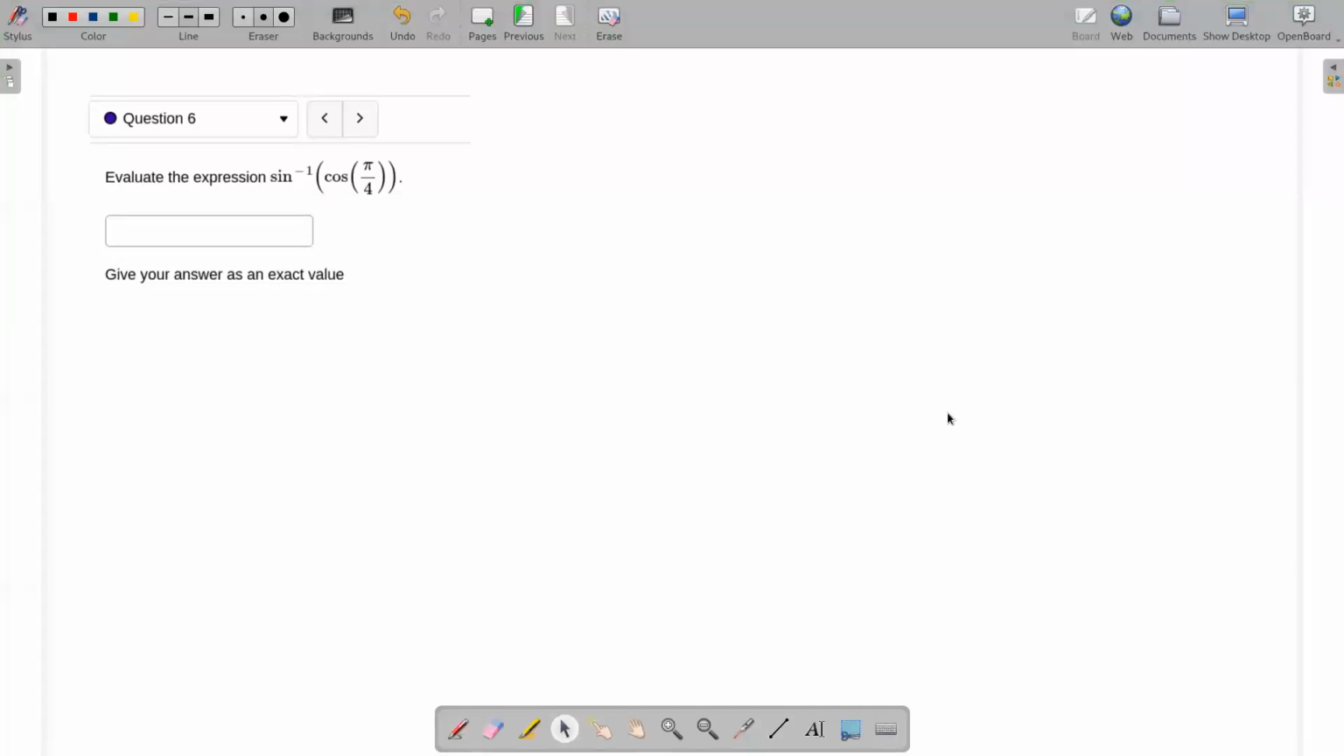All right, so let's see if we can find an exact value for the cosine inverse, sorry, the sine inverse of the cosine. So I'm going to rewrite it. I prefer to call it arc sine. So I want the arc sine of the cosine of pi over 4. Now, if I plug this into my calculator, it's probably going to give me a decimal and not an exact value. So let's see, what do I know about the arc sine and the cosine?